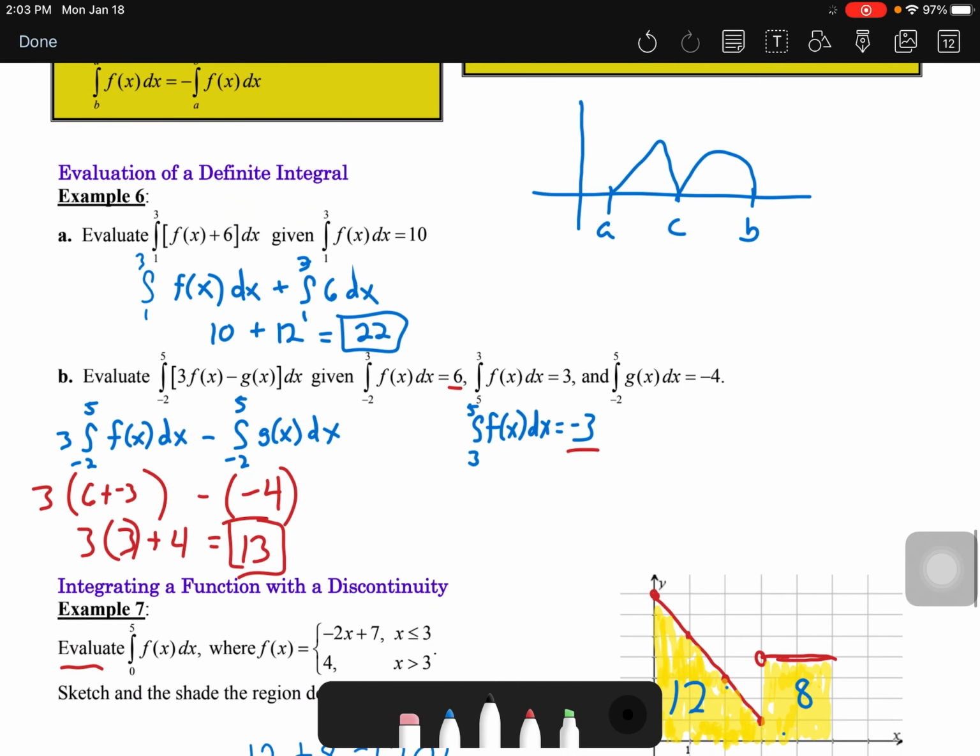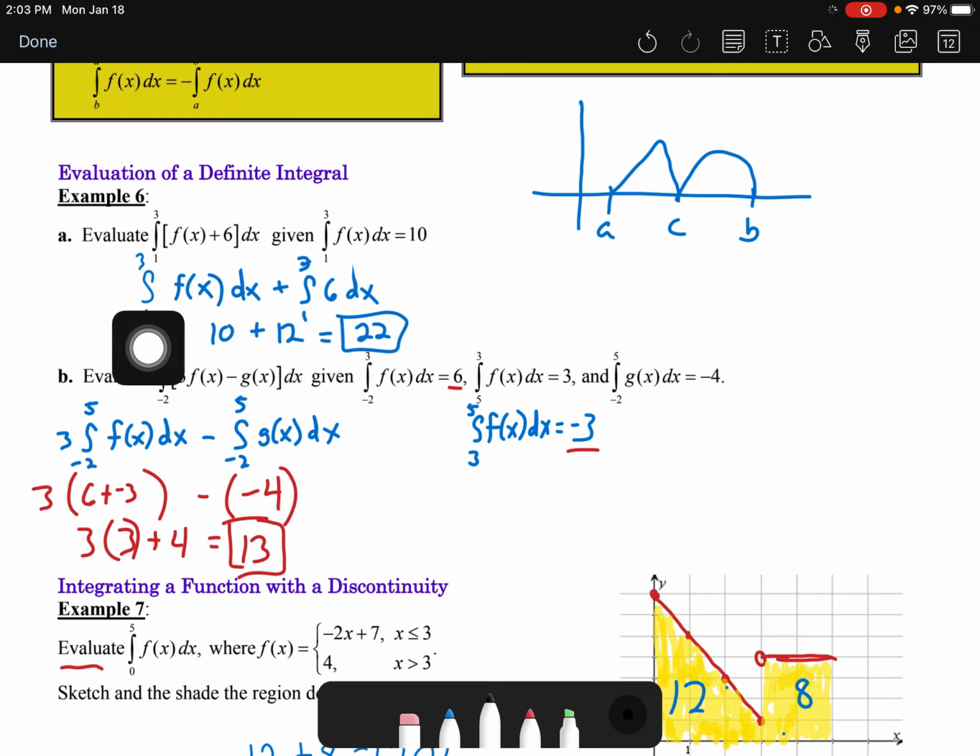All right. So in example 6, we're looking at, it says evaluate the integral from 1 to 3 of f of x plus 6, given that the integral from 1 to 3 of just f of x is 10. Okay, so they give us part of this. So this would be one where we want to break this up and say, from 1 to 3 of just f of x, plus from 1 to 3 of just the 6, the second part.